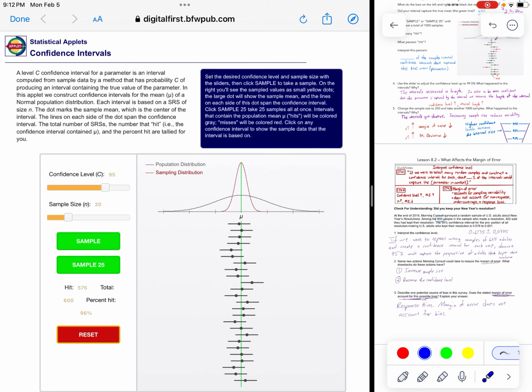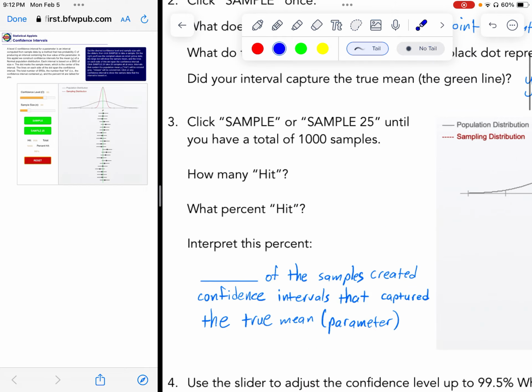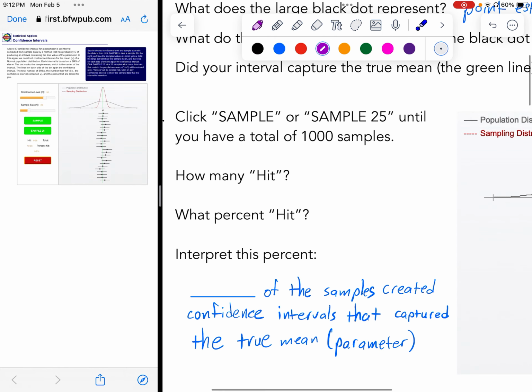This one, look at that, all 25 of them worked. That's cool. Keep going until I get to 1,000. You do the same thing. Whoa, there we go. So hit for me is 956. Okay. How many hit? 956. What percentage is that?